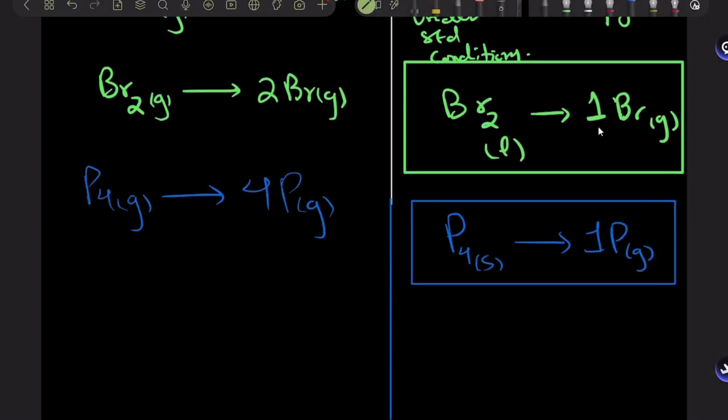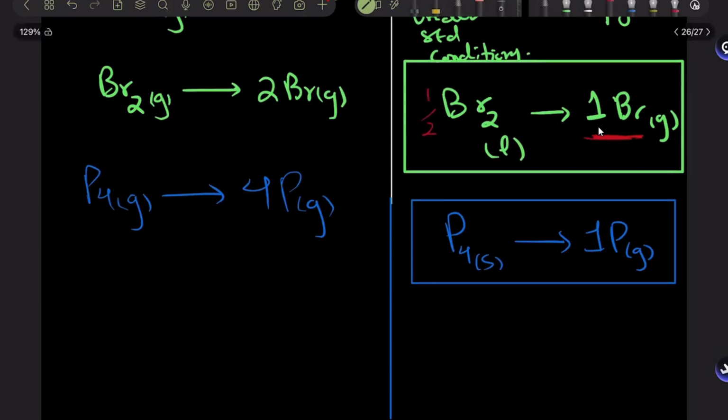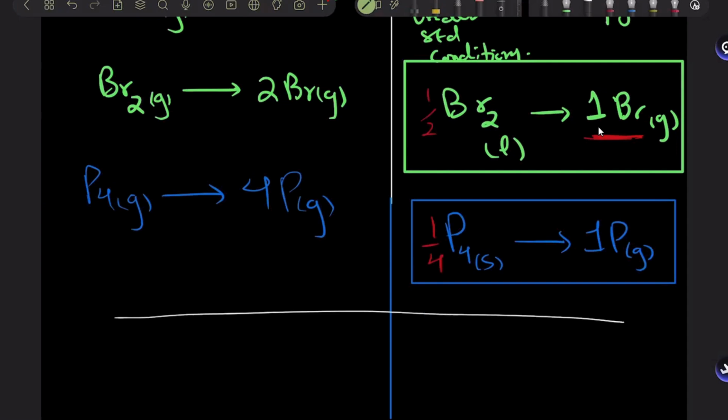Now, I did not balance these equations. If I want to make 1 mole over here, as the definition says, I have to write 1/2 over here to balance this equation. And in the second equation, if I want to make 1 mole of phosphorus gaseous atom from its element under standard conditions, which is a P4 solid molecule, I will have to write 1/4 over here to balance the equation. Clear? So this is what we need to know about bond energy and atomization. Keep them both separate from each other.